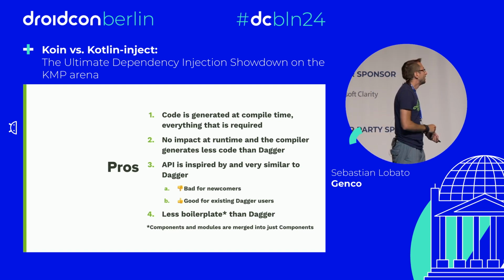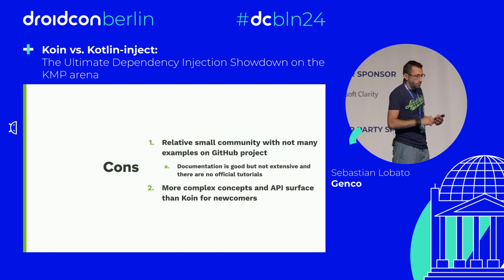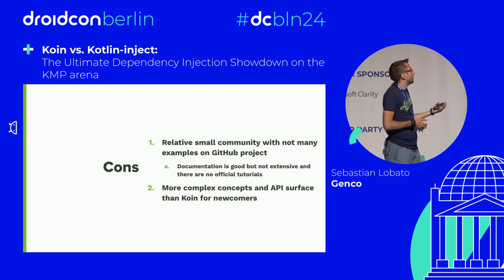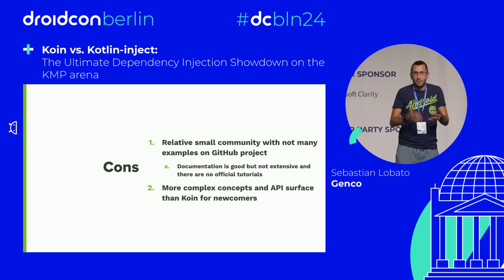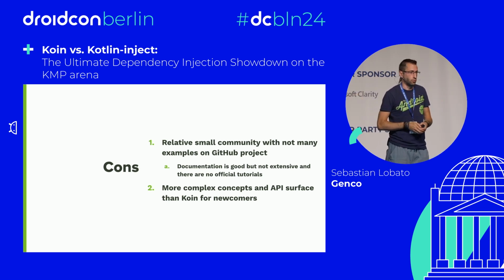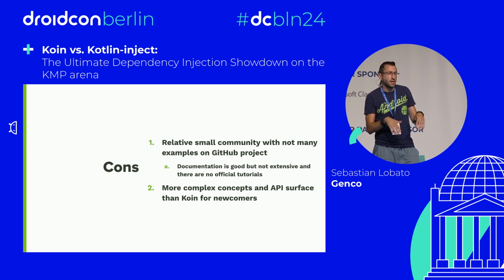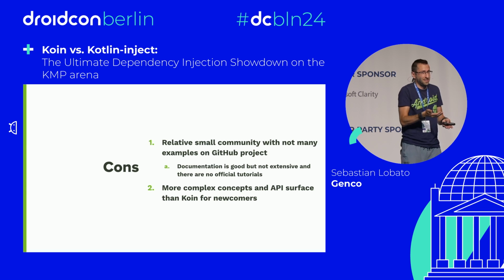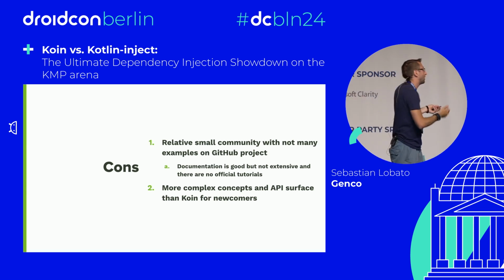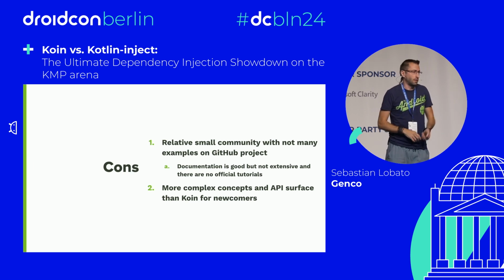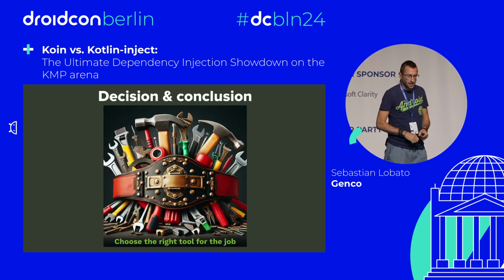So that's nice. The not so nice things are that it's a relatively small community compared to Koin, and there are nice examples, but they are not so extensive, and there are no official tutorials. There are people that write blog posts, but there is way less content on the internet to draw from. And in this case, comparing with Koin, the DSL for Koin is way easier, especially for you that know Dagger, than the learning curve of learning Dagger for the first time or learning Kotlin-inject. So it's more complex for newcomers.